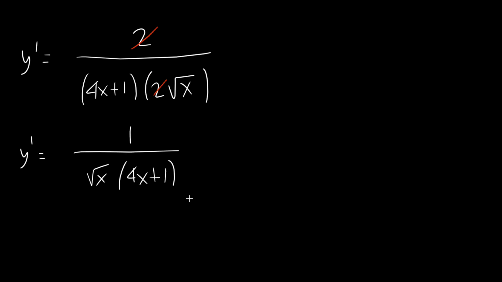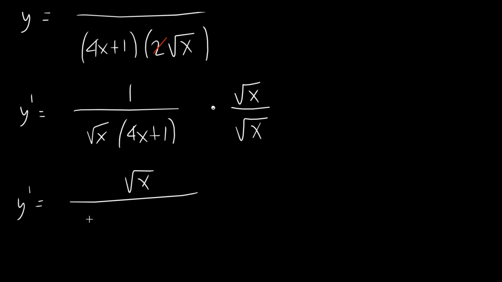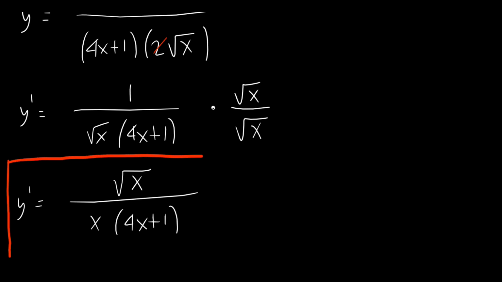But to simplify further, we want the square root to be cancelled in the denominator. So we'll multiply both numerator and denominator by the square root of x. So we have y prime is equal to the square root of x all over x multiplied by 4x plus 1. So this will now be our final answer.